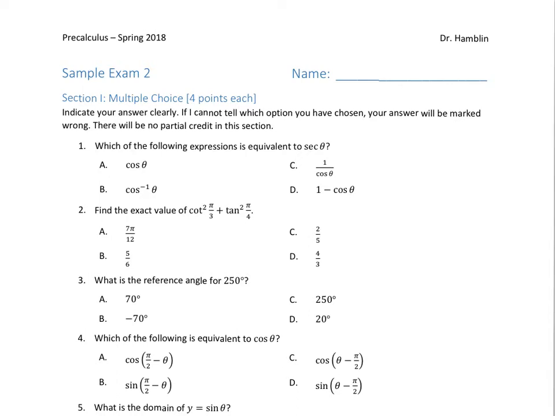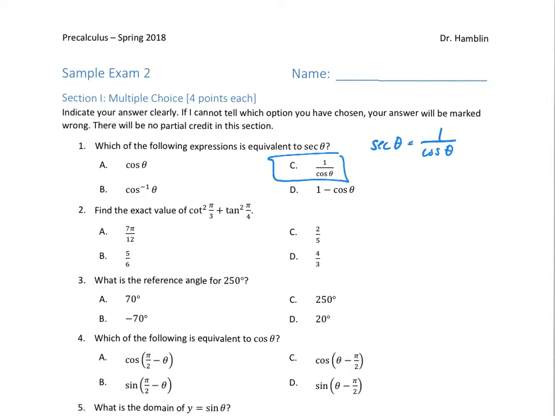Well, the relationship between secant and cosine, and all of the choices here have to do with cosine. The relationship here is that secant of theta is the reciprocal of cosine. It's 1 over cosine theta. And we see that that's one of our choices, so C is the correct answer here.